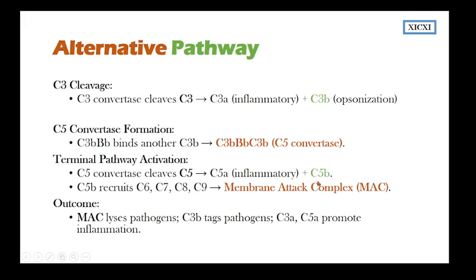This C5b is the protein which remains in the cascade, where it recruits 6, 7, 8, 9, which are going to form what you call MAC. This MAC is going to lyse the pathogen. Now the pathogen is dead. It is no longer causing the disease. So this is all about the alternative pathway.